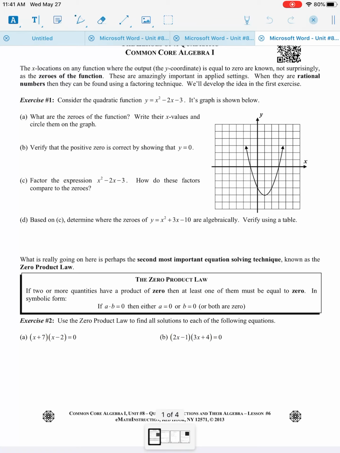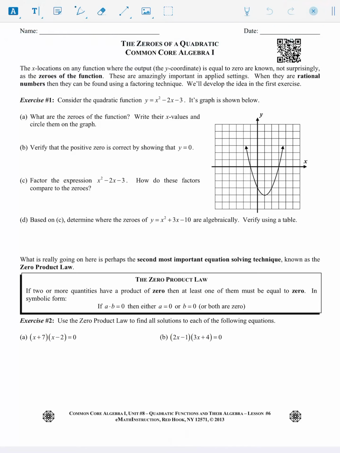We have finally moved into lesson 3 in unit 8, and the title of the lesson is The Zeros of a Quadratic, and it is a very, very important lesson. Finding zeros of a quadratic function is one of the most important topics in Algebra 1. I know we've just gotten into quadratic functions, but we're going to start to analyze them more carefully and relate them to polynomials and factoring polynomials.